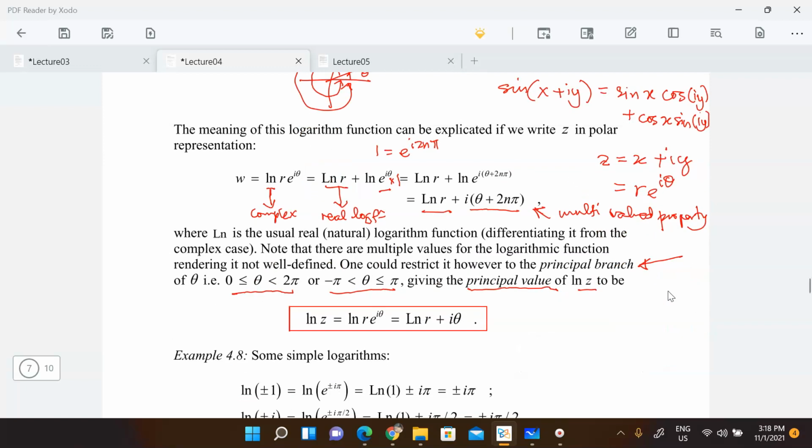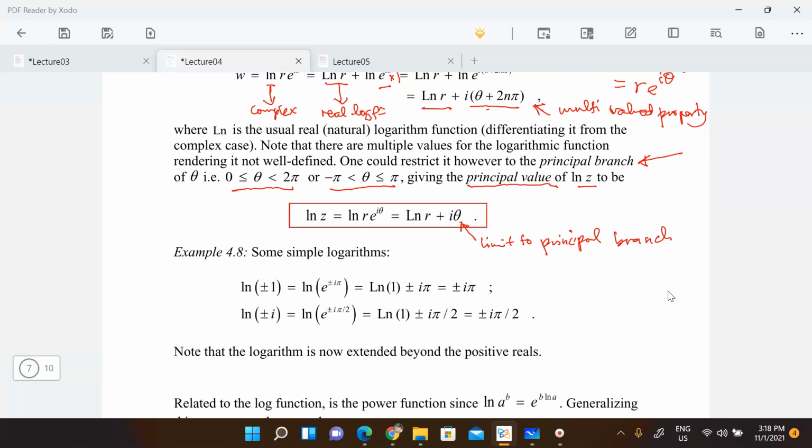So now for this log z, one can write it simply as log of the absolute value of z plus iθ if you limit it to the principal branch. If you don't limit it to the principal branch, then you have multiple values like this. Okay, since if you limit to the principal branch one can have a properly defined log function for the complex variable, one can check, for example, log of plus or minus 1.